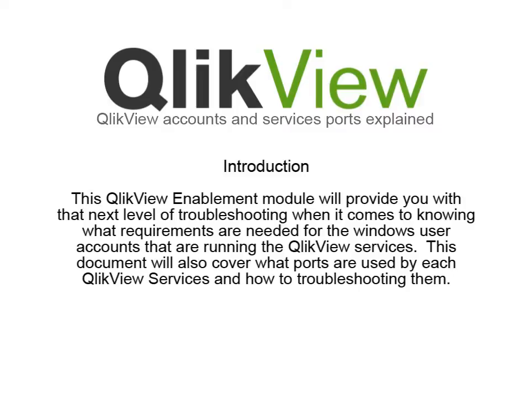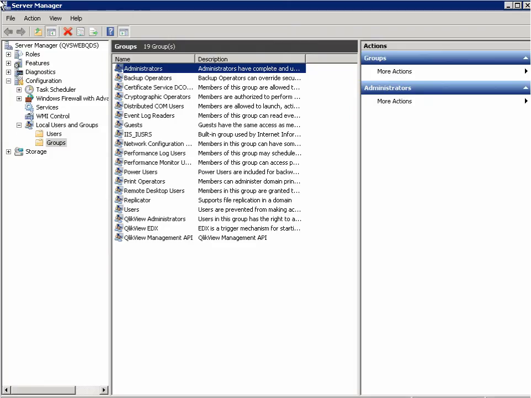This QlikView Enablement module will provide you with that next level of troubleshooting when it comes to knowing what requirements are needed for the Windows user accounts that are running the QlikView services. This document will also cover what ports are used by each QlikView service and how to troubleshoot them. First, we need to provide some background information.